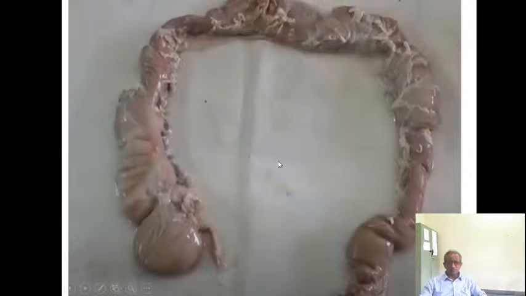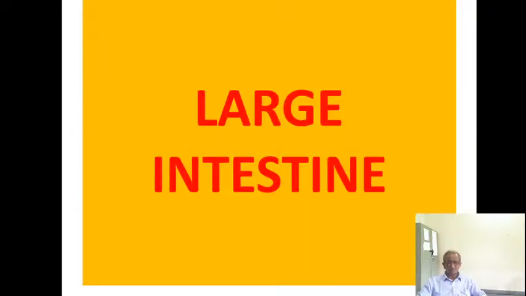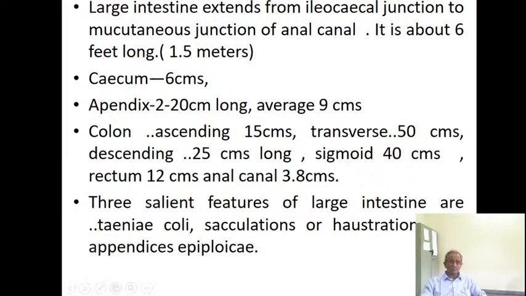Here again I am showing a typical large intestine, which contains the appendix and the cecum. This is the ileocecal junction, and then you will see the ascending colon, the hepatic flexure, the transverse colon, splenic flexure, descending colon, and the sigmoid and rectum. You should tell that the large intestine extends from the ileocecal junction to the mucocutaneous junction of the anal canal. It is about 6 feet long and 1.2 centimeters. You can also mention the various parts and their lengths.